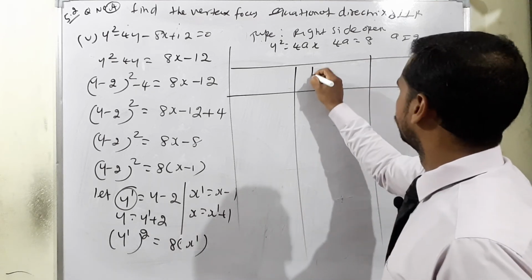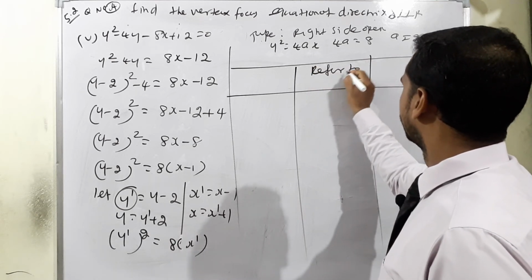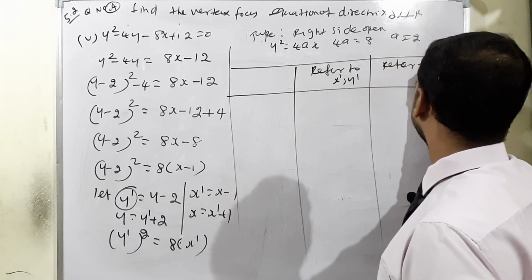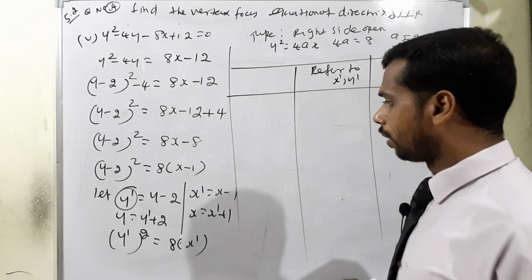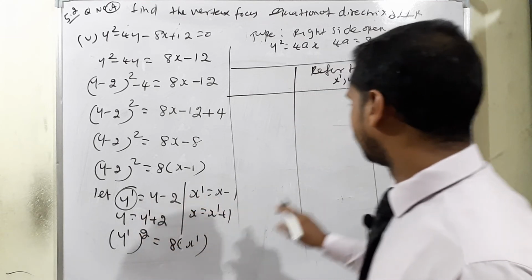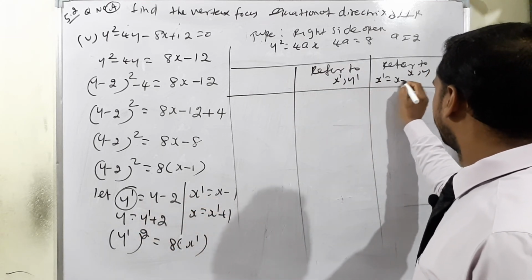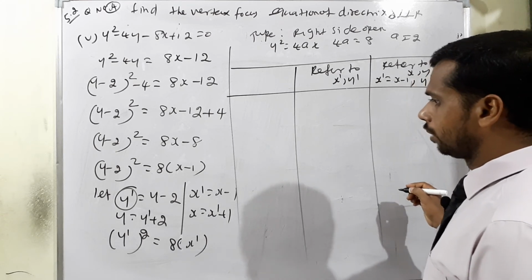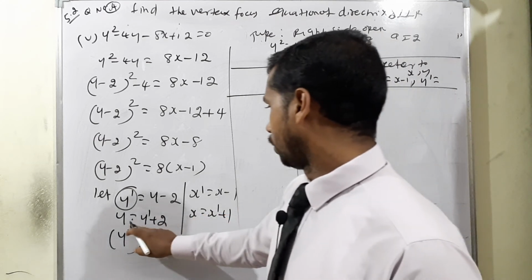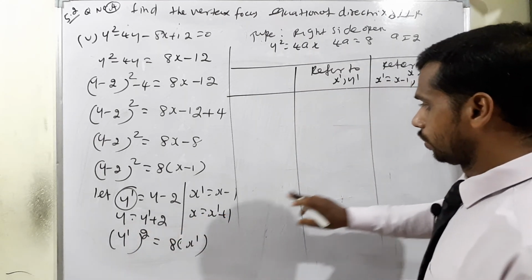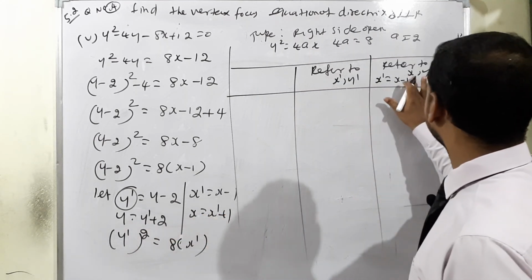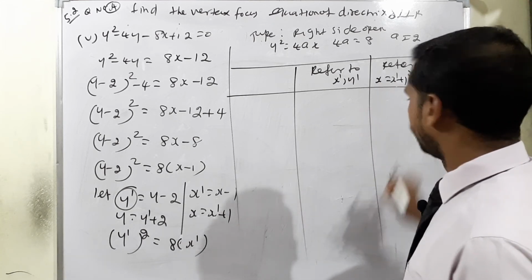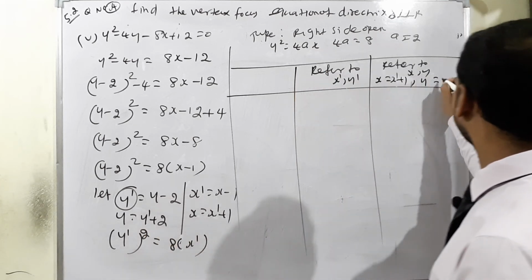So refer to x dash comma y dash, then refer to x comma y. What is the meaning of x comma y? x dash is equal to x minus 1, then y dash is equal to, sorry, y is equal to y dash plus 2. So first one, x is equal to x dash plus 1, okay. x is equal to x dash plus 1, then y is equal to y dash plus 2.